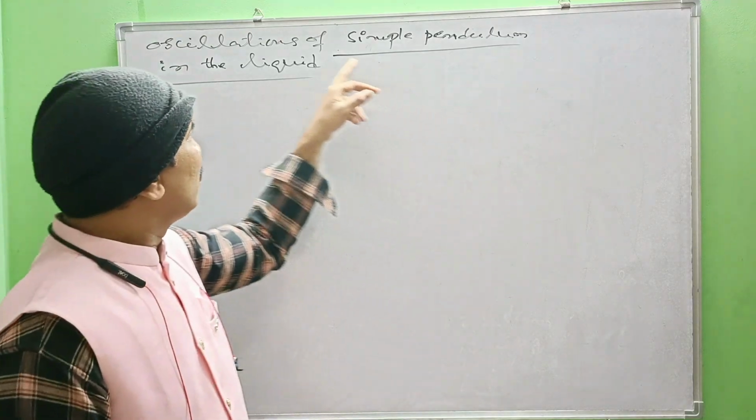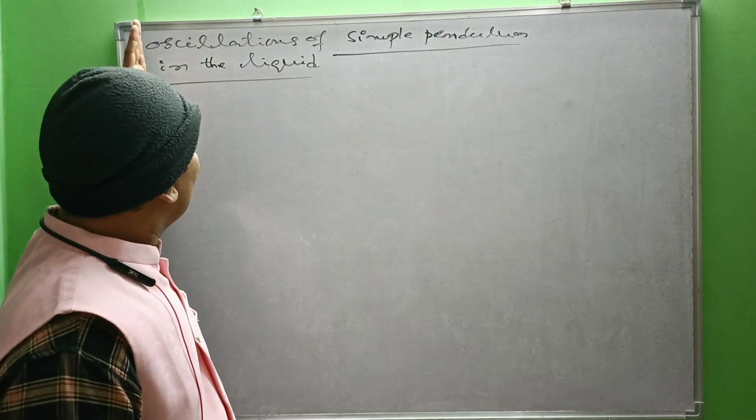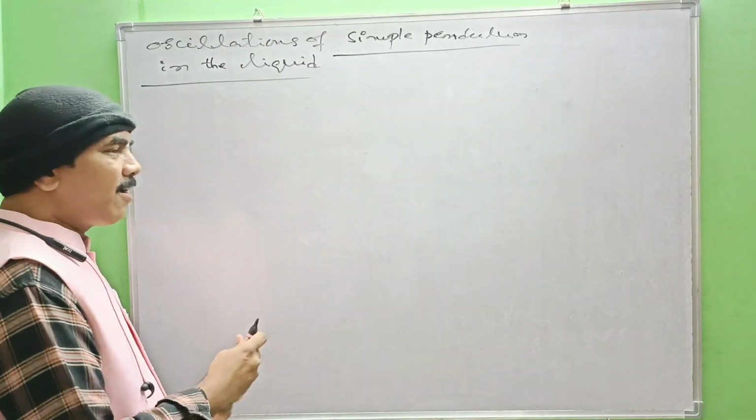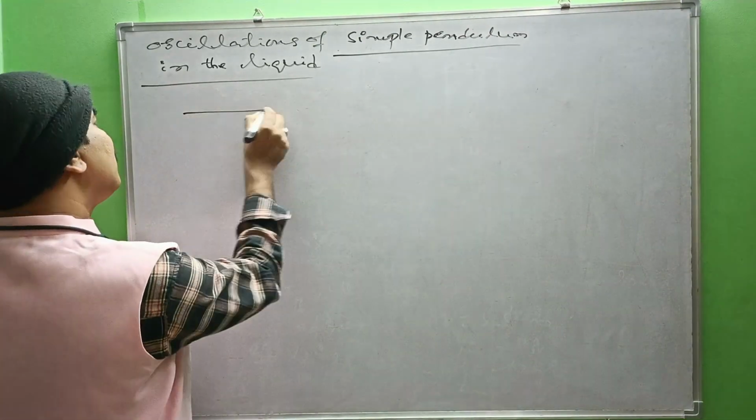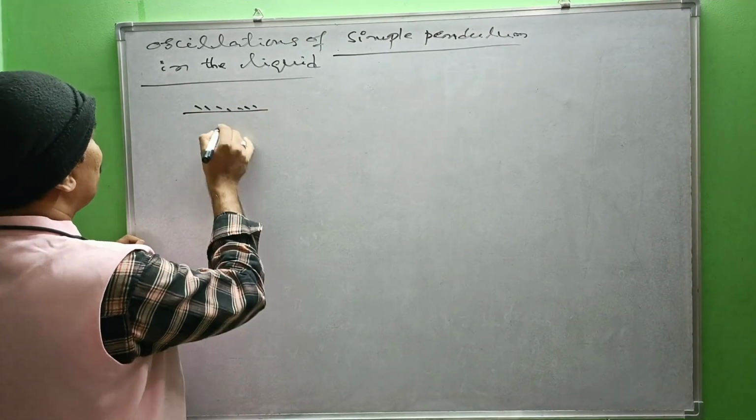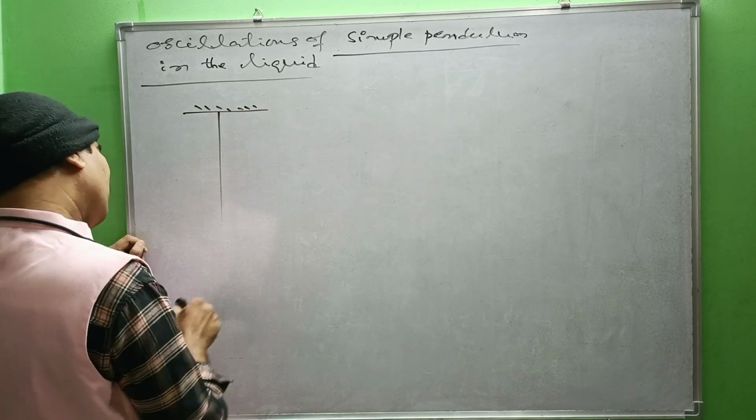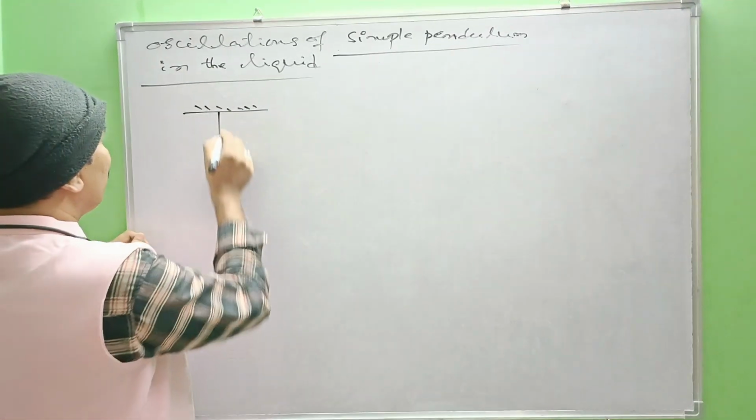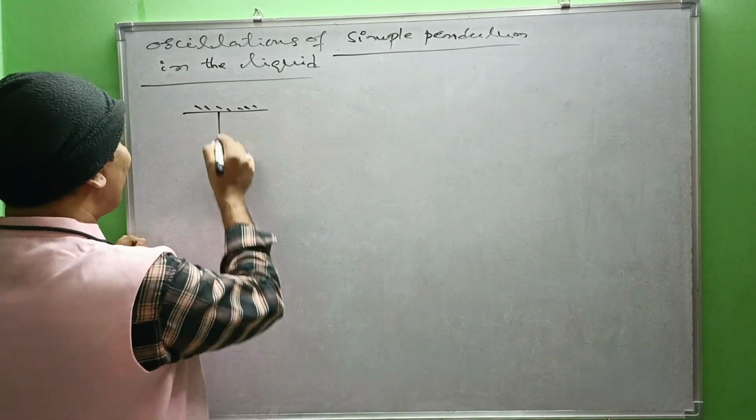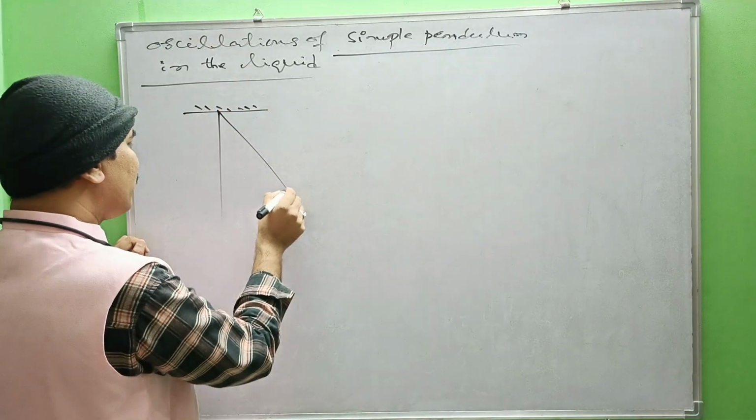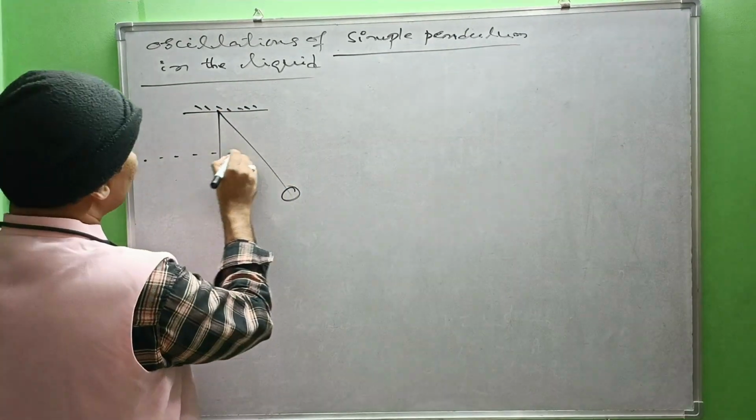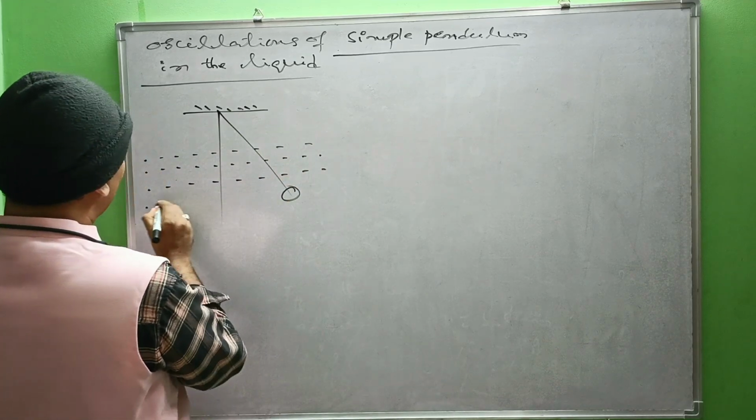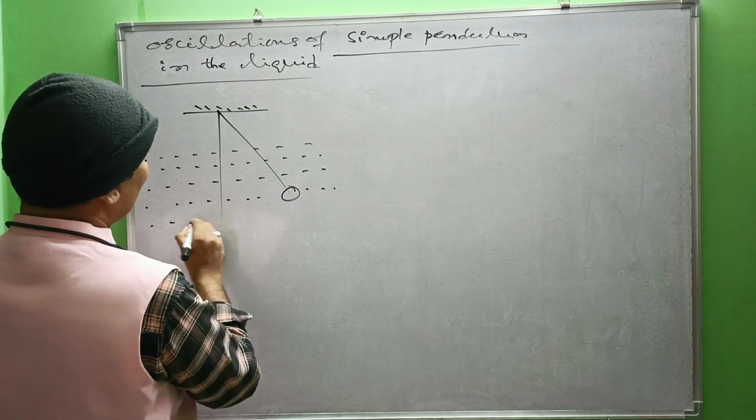But here it is not that case. The bob of the pendulum is going to oscillate in the liquid column, as shown, not in the air. This is the rigid support from which the pendulum bob is suspended by means of an inextensible light string. When it is pulled aside and left to itself inside the liquid column, it is going to oscillate like this. All these dots are nothing but the liquid.